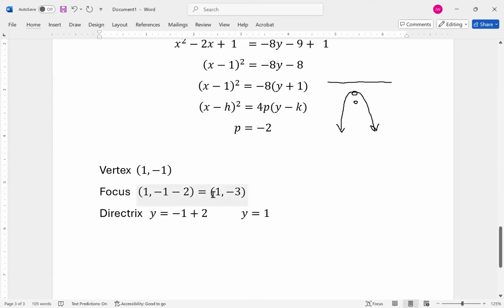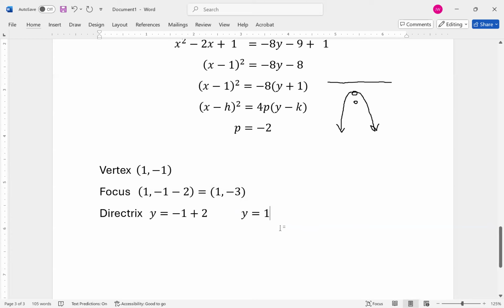Focus is at (1, -3). Directrix is y equals 1. Vertex is at (1, -1). And there we go. That's the entire thing. That's what I was trying to find.